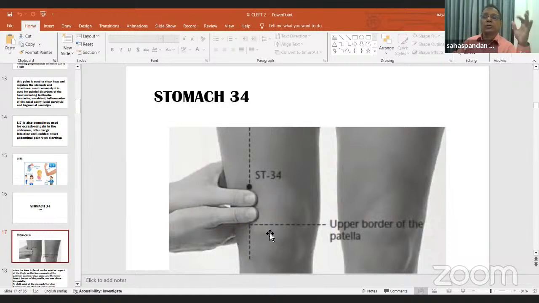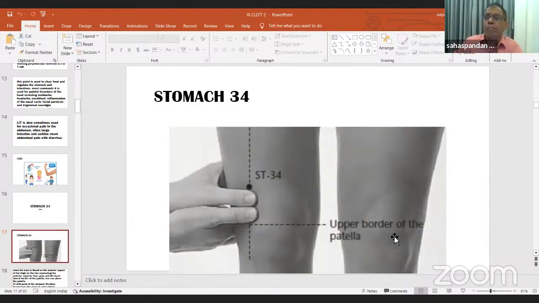See, 2 thumb breadths on the lateral edge of the patella. The bone of the knee is called the patella. From the patella, 2 finger breadths, 2 thumb breadths. So this is the 2 chun, or take 3 fingers. Okay.